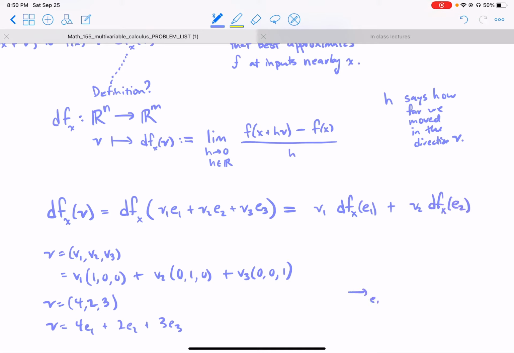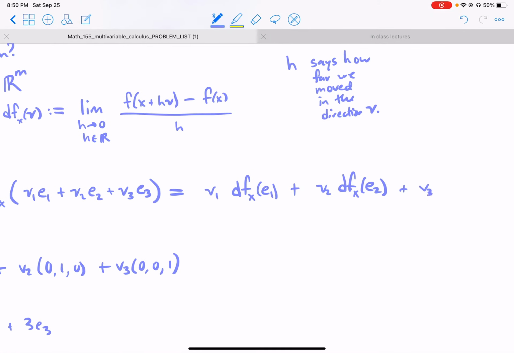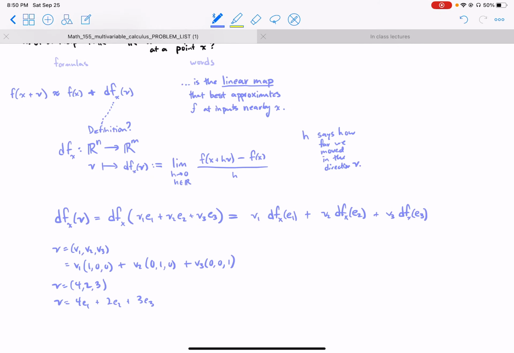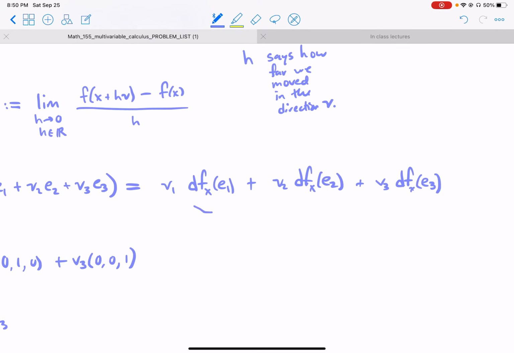So e1 is that one, e2 is that one, etc. For higher dimensions, we have e3, e4. And I'm going to finally pull out that third little number and have it scale the vector, which is output by the derivative evaluated at the vector e3. So we're going to see this later. But basically, all we'll need to do is calculate the derivative at these basis vectors, e1, e2, e3.